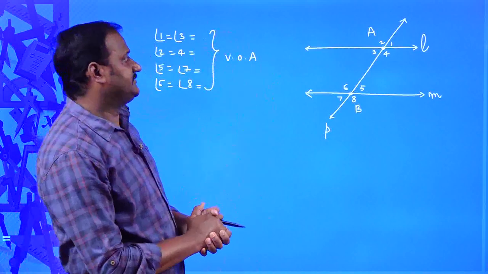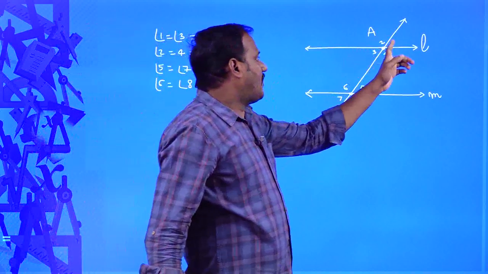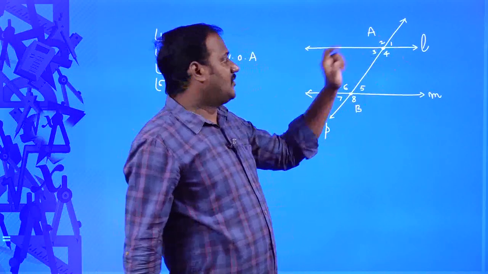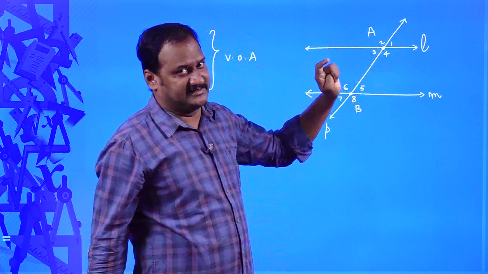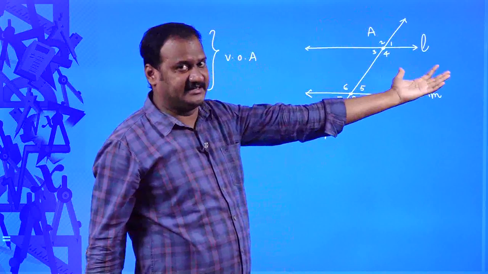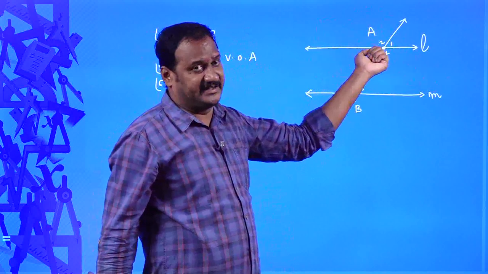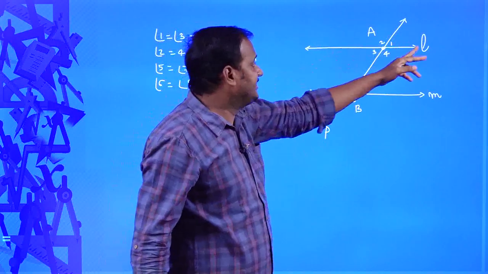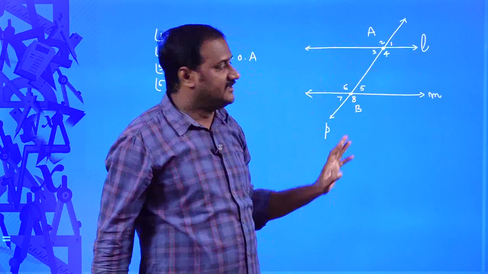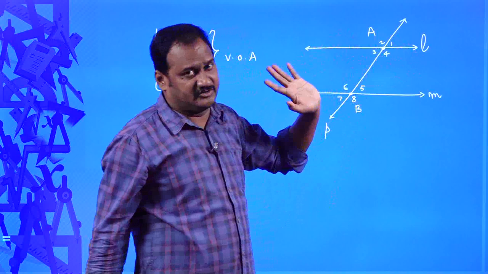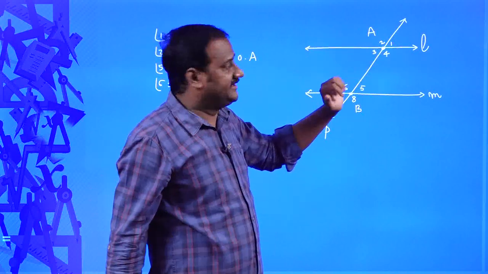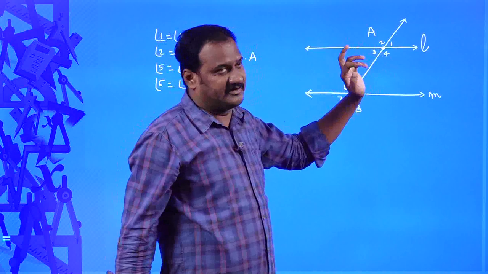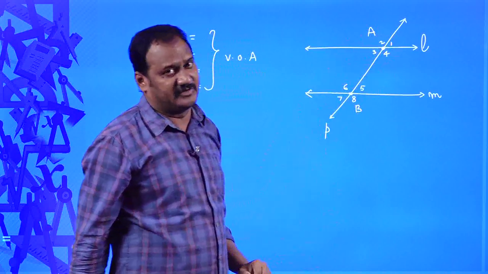And coming here, angle 1 and angle 2, what are these? Angles 1 and 2 are a linear pair of angles, and of course they are adjacent angles. They are a linear pair because these two angles lie on the same straight line at the point A. So angle 1 plus angle 2 is equal to 180 degrees. Similarly, angle 2 plus angle 3 equals 180, angle 3 plus angle 4 equals 180, and angle 1 plus angle 4 equals 180.